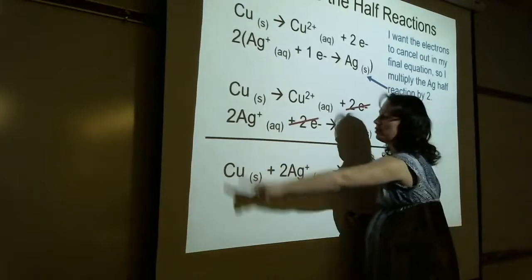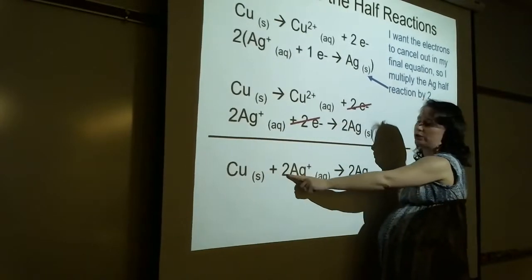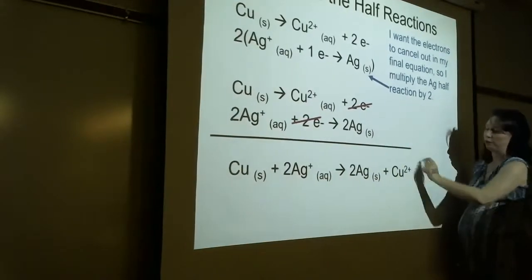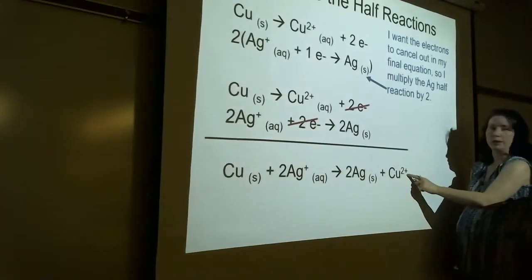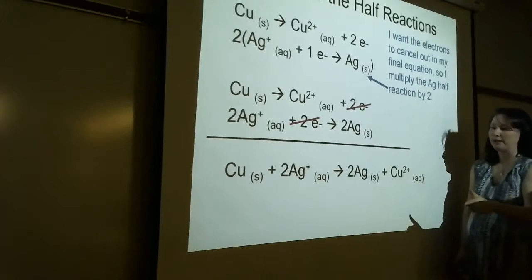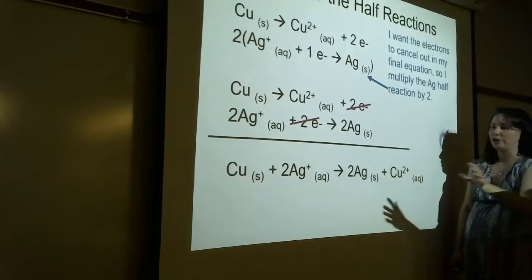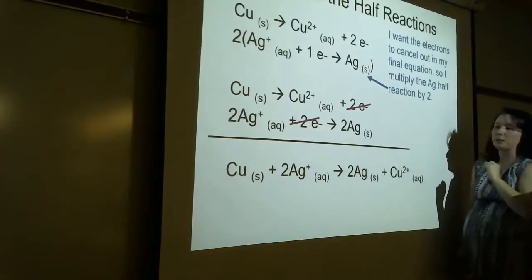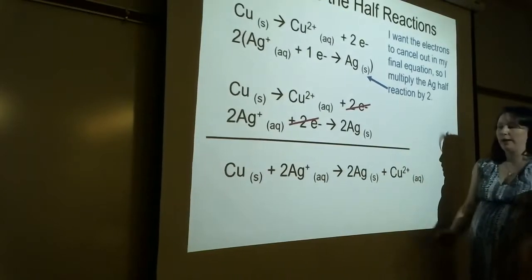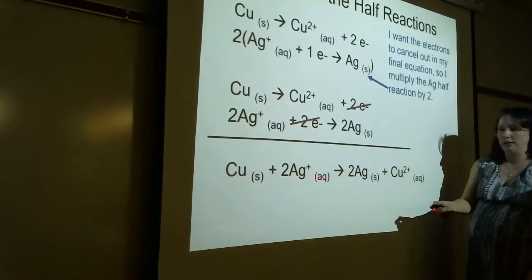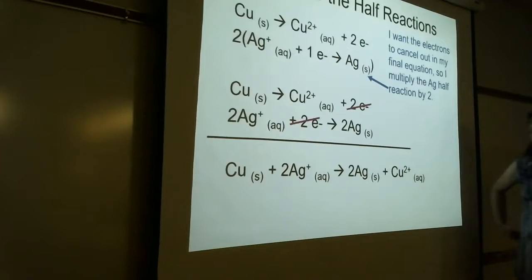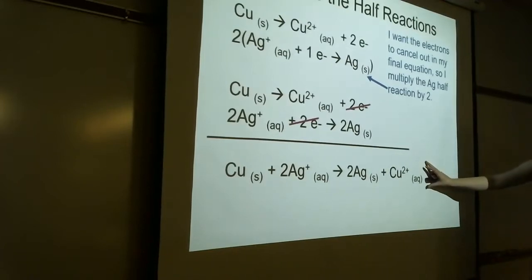This side has a net charge of +2, right? Because 2 times +1. This side has a net charge of +2, because you've got 1 plus 2. So it's balanced in terms of charge, net charge of +2, net charge of +2, and it's balanced in terms of stoichiometry. Having this 2 here doesn't hurt anything, right? 2 Ags is still 2 Ags. And that's our final balanced equation.